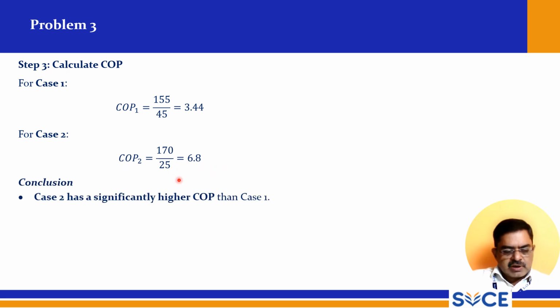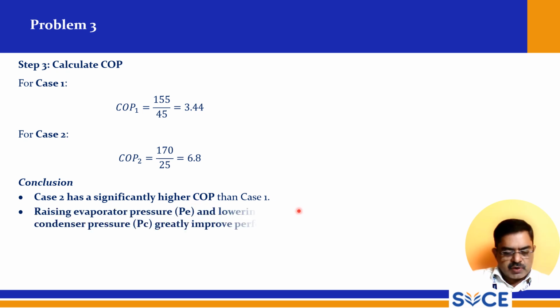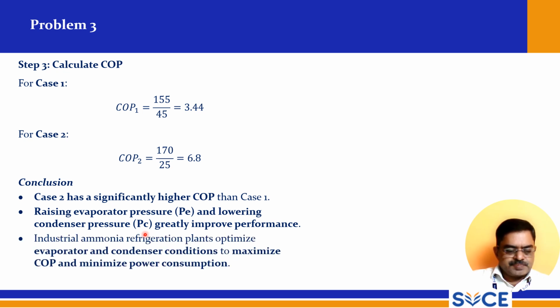COP2 is good, and case 2 has a significantly higher COP than case 1. Raising the evaporator pressure and lowering the condenser pressure greatly improves performance. So now we can combine both the effects and say that by increasing evaporator pressure and decreasing condenser pressure, we will have the best refrigeration performance. An industrial ammonia refrigeration plant optimizes evaporator and condenser conditions to maximize COP and minimize power consumption.